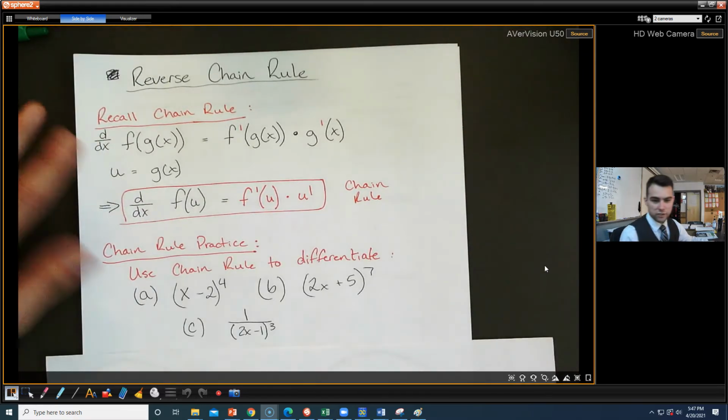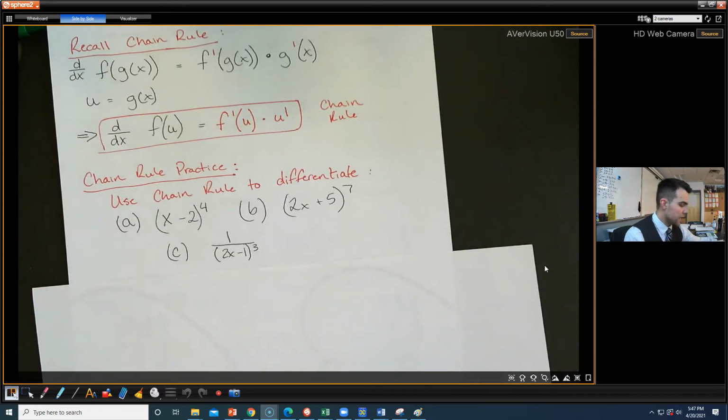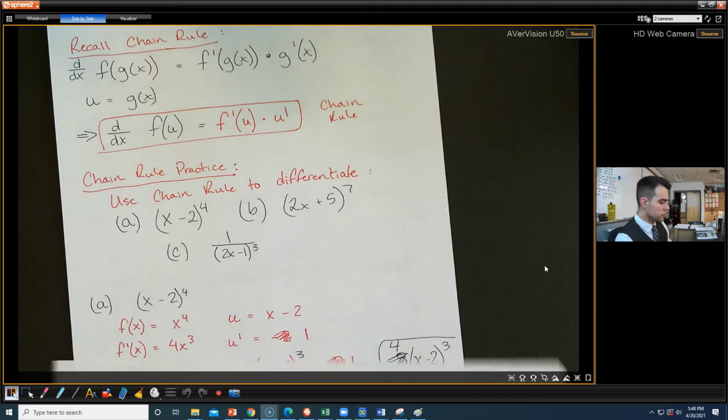So we have a couple examples here that we're going to take a look at. We're going to see how the chain rule works once again, and then we're going to try and work backwards and see if we can use some kind of method. The method is called U-Substitution, and you'll see why in a second. All right. So let's start with A of these three functions.